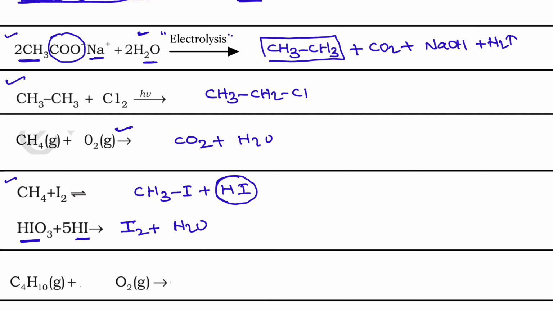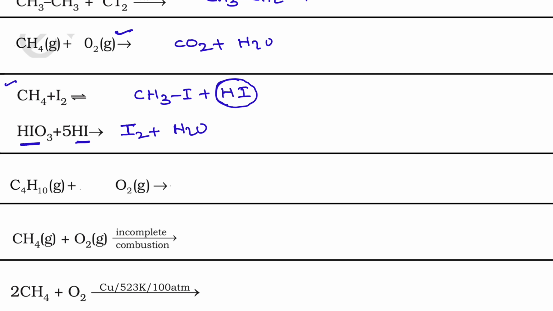It is a comproportionation reaction. Since the reaction is reversible, to prevent the backward reaction we are using HIO3. As long as HI is available, the backward reaction is possible. You are destroying this HI by oxidizing HI to I2. For that we need an oxidizing agent.